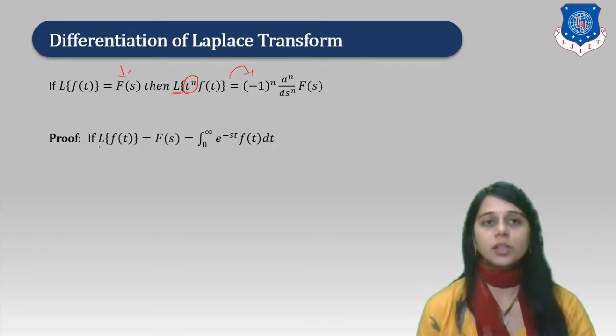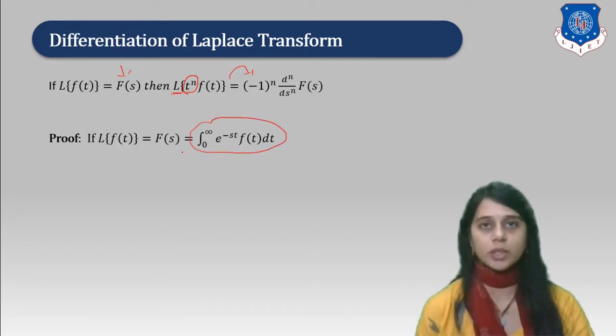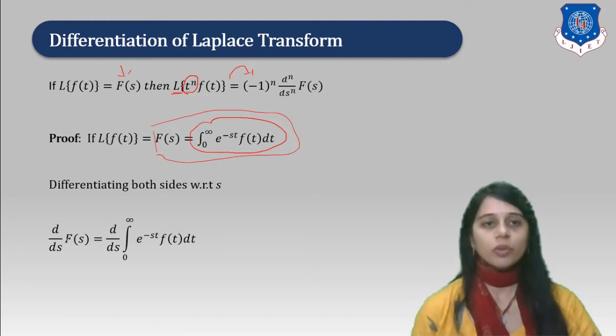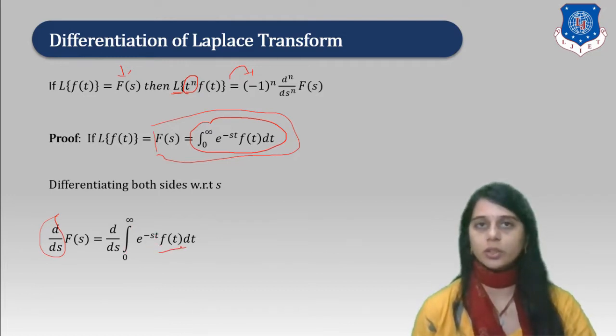The proof says that if Laplace of f of t equals f of s, then this is the definition of the Laplace transform. We are using the definition of the Laplace transform to prove this formula. Differentiating both sides with respect to s, for the left hand side we get d by ds f of s, and the right hand side d by ds of integral 0 to infinity e raised to minus st f of t dt.